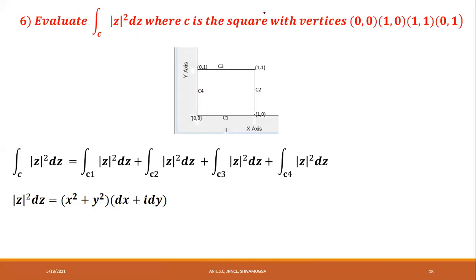Next. Integral over C of modulus of z square into dz, where C is the square with vertices 0, 0, 1, 0, 1, 1, and 0, 1. Integral over C of mod z whole square into dz.